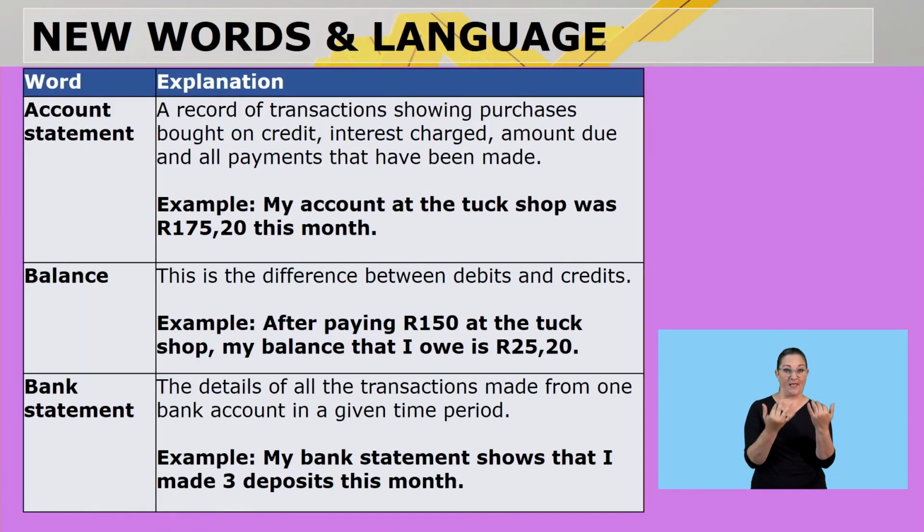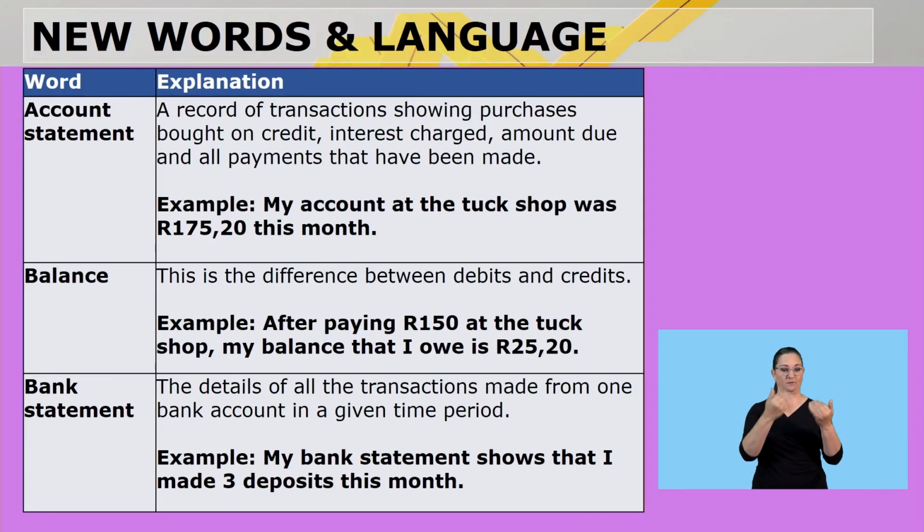Let's look at the new words. Account statement is a record of transactions showing purchases bought on credit, interest charge, amount due, and all payments that have been made. Balance is the difference between debits and credits.